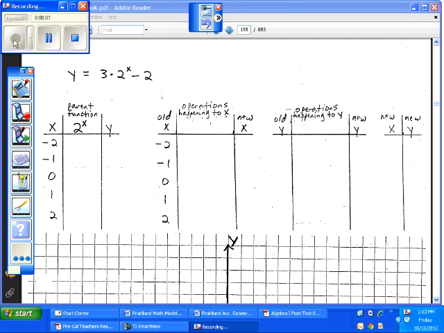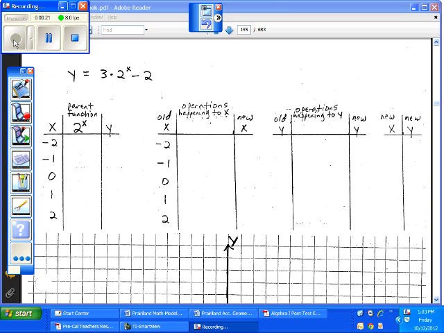Okay, we're graphing equations by doing the transformations of the parent function. So what we're doing is creating a table with the parent function points, and then we're looking at how each of those points in the parent function table will be transferred or transformed into another position to create the new graph.